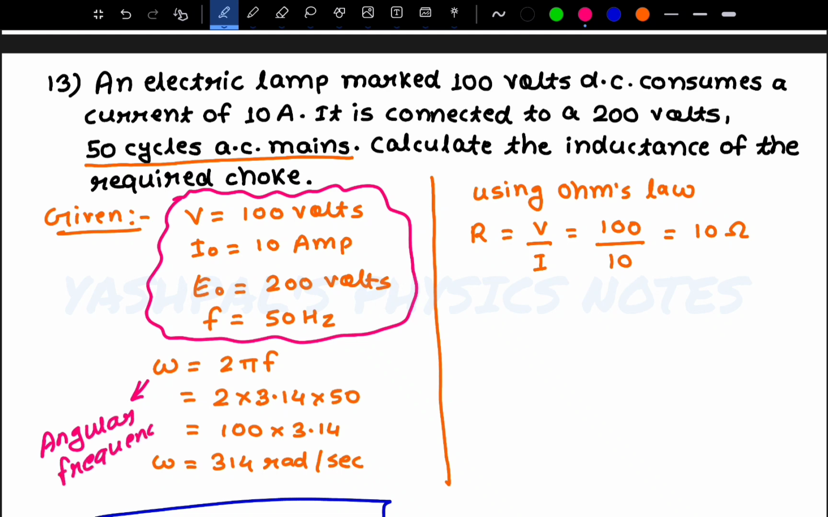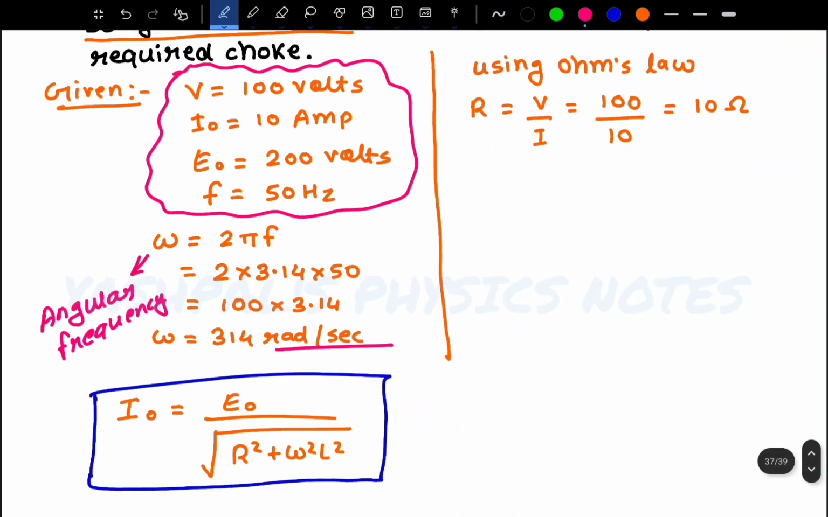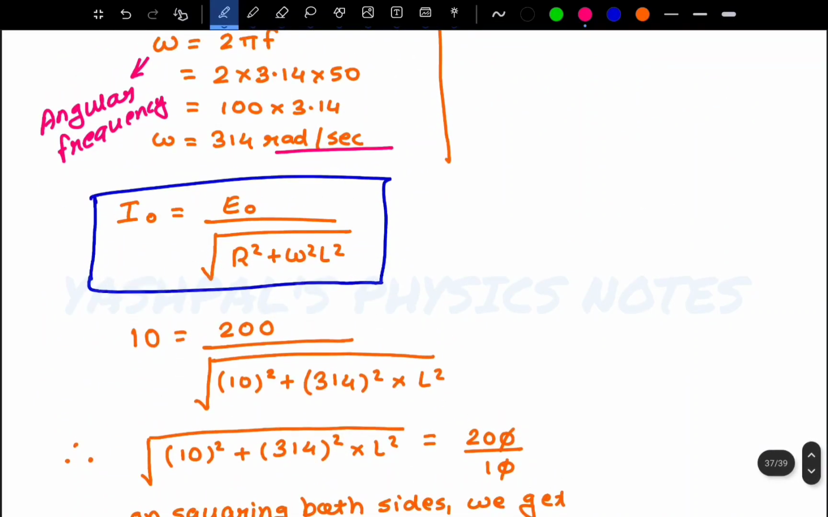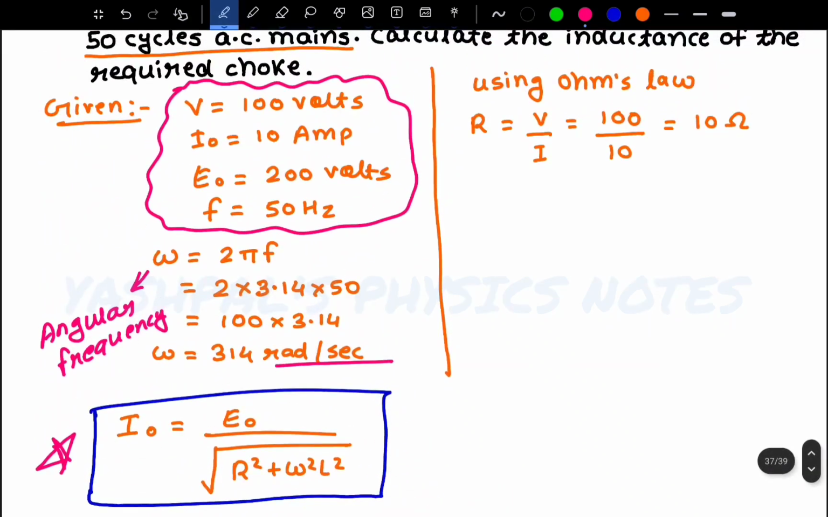And how can we write it in terms of F? Omega is equal to 2 pi F. So here we found the value of omega, and its SI unit is radian per second. Then we used Ohm's law to find the value of resistance. Resistance is equal to V by I, that is 100 by 10 ohm. Next, we use this very important formula, because in this formula we have all the terms required to find the value of inductance by using the data given.